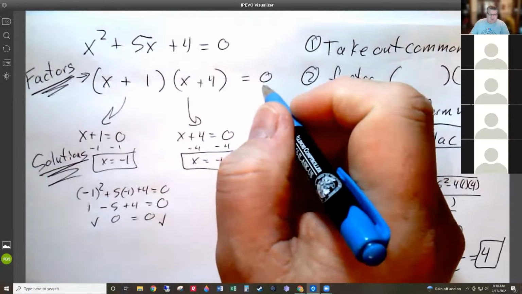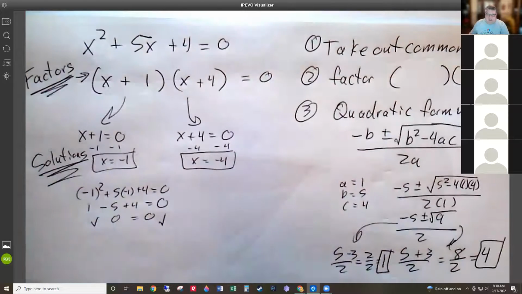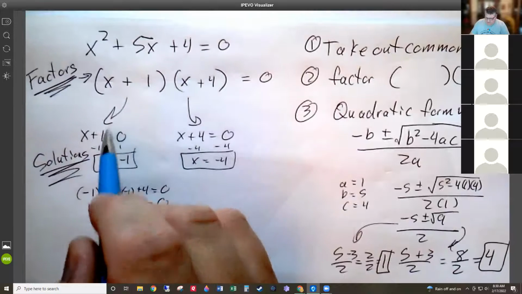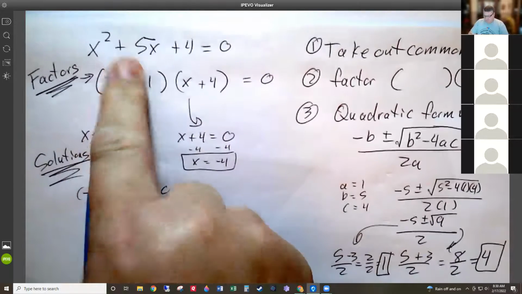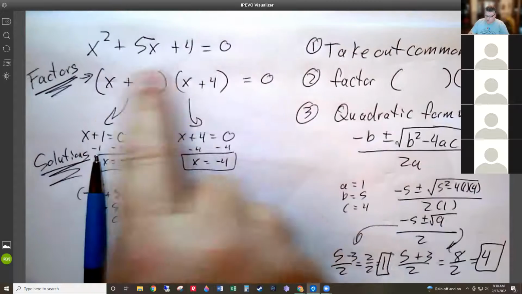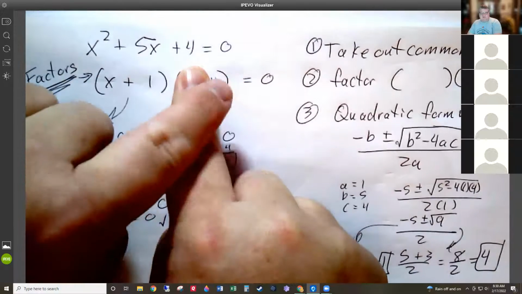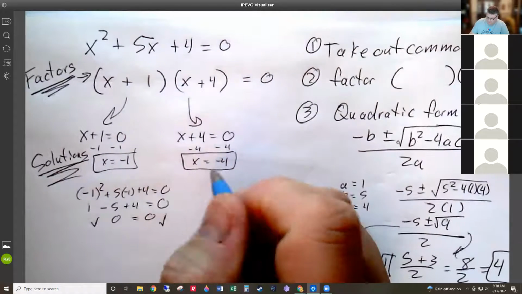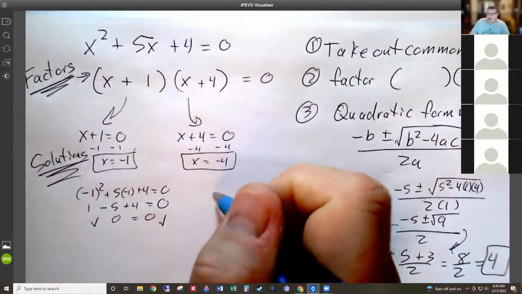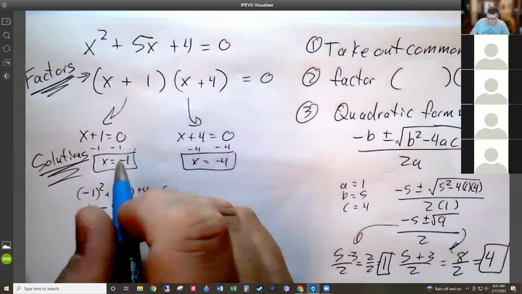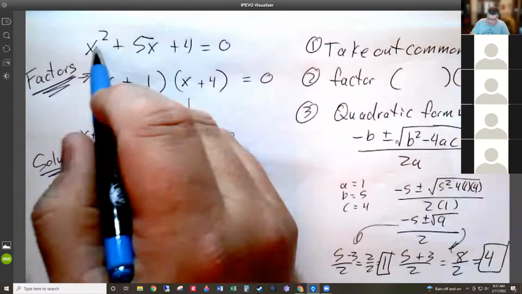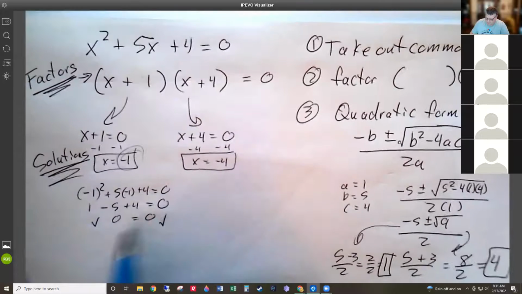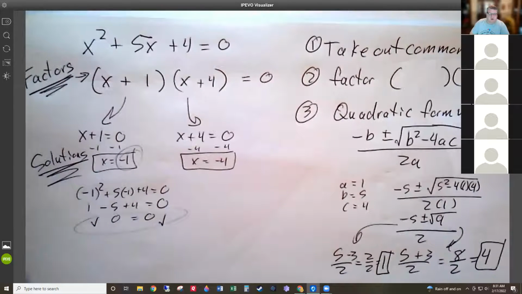On the other hand, you'll notice this equals 0. What I'm looking for is solutions, answers here, in which case I'm simply going to take each piece and set it equal to 0. Because if this is 0, 0 times anything is 0. Or if this is 0, this thing times 0 is still going to be 0. So I set each piece equal to 0. Boom, boom, boom. x equals -1, x equals -4. And if you say, I'm not real sure that that's a solution, can I plug it right into the original problem? I get 1 minus 5 plus 4, 0 equals 0. Yep, it is all good.